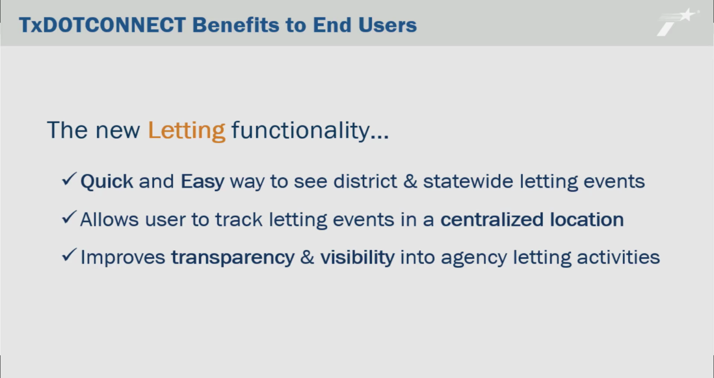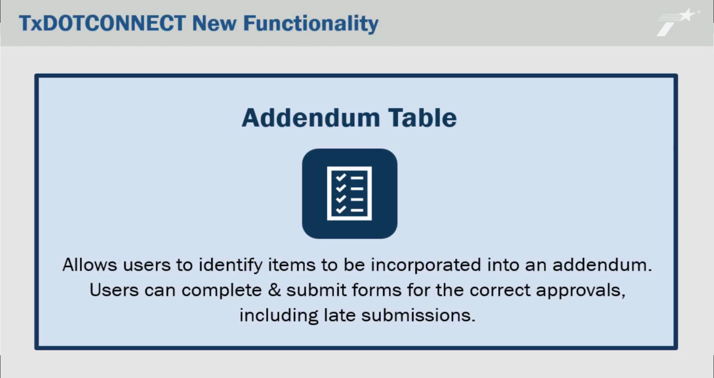That's terrific. I know one of the primary goals for TxDOTCONNECT as a system altogether was to increase transparency. So I think this is just another way everybody is going to be able to see what they need all in one place. Joe, you also mentioned something called the Addendum Table. What exactly does that do?